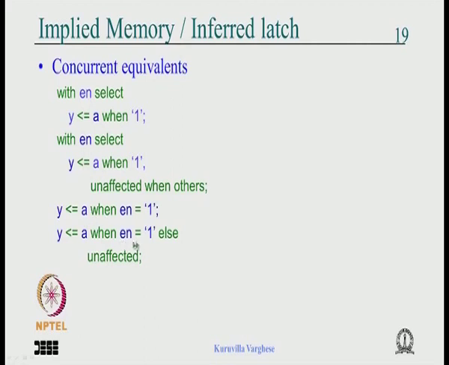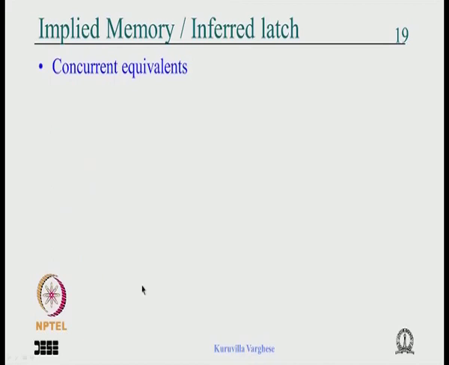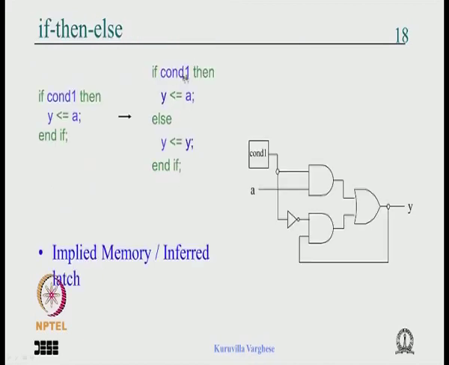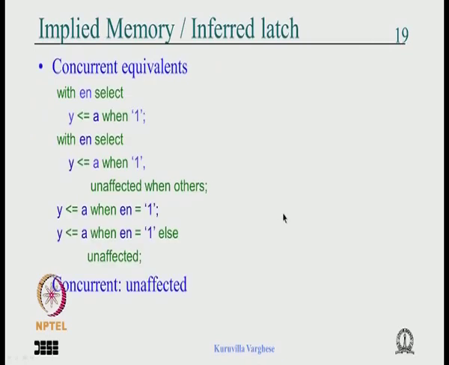As regards the when else, this is a statement which achieves a latch. Y gets a when enable is 1 and you do not specify else, or if you specify else you say unaffected. Like the unaffected in the concurrent statement, in sequential you have a null. So again it means that here you could say if condition 1 then y gets a, else y gets null, and you get the same kind of inferred latch by the synthesis tool.